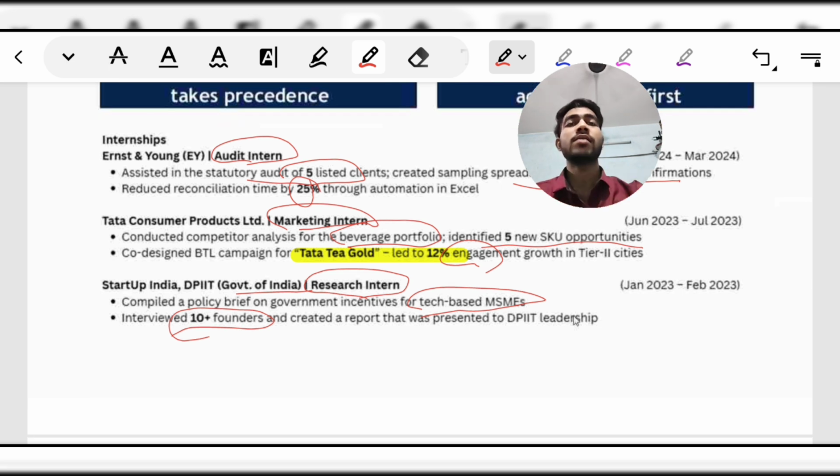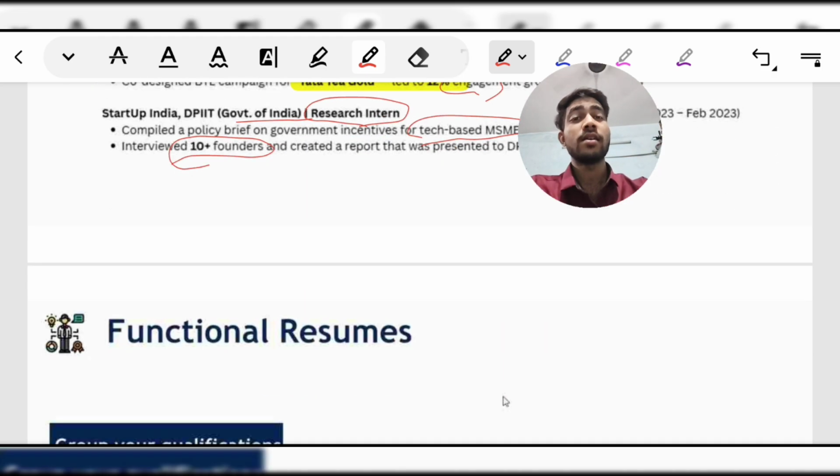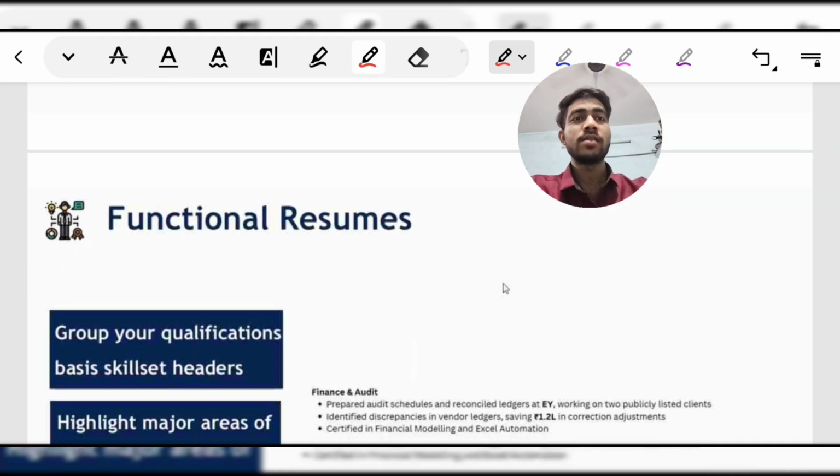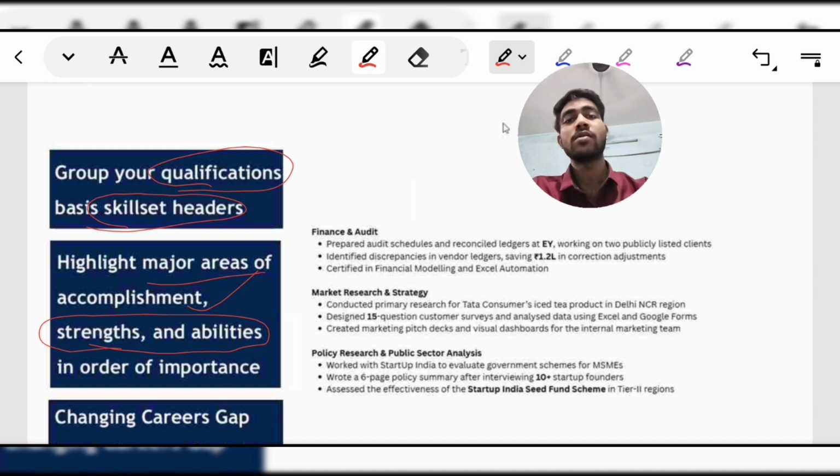So either write in the normal way, where you mention the percentage or data, which helps your resume get selected easily. Next we talk about the functional resume, which covers the qualifications, basic skills headers, and areas of accomplishment, any work done, and also strengths and abilities to work.